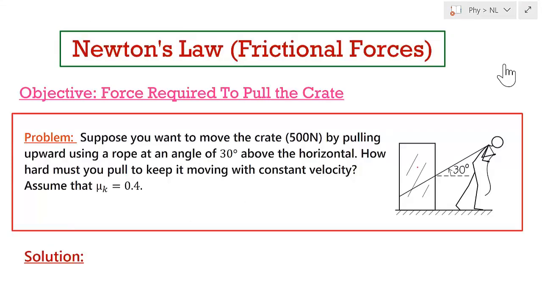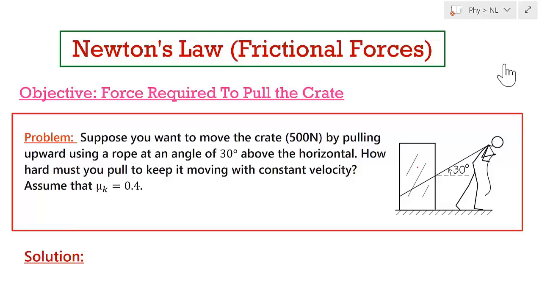Hello friends. In the last video we saw how we can use Newton's first law to calculate the coefficient of static friction and coefficient of kinetic friction. In that problem we had a crate and a man trying to pull this crate with a horizontal force. Now there were two situations. In one case the crate is not moving, and using that you can calculate the coefficient of static friction. In another situation the crate is moving with a constant velocity. In that case you can calculate the coefficient of kinetic friction.